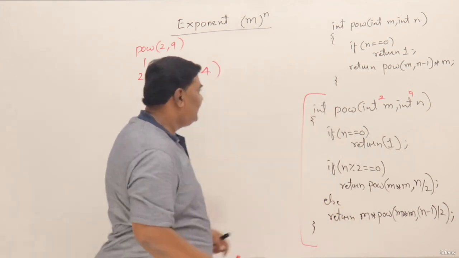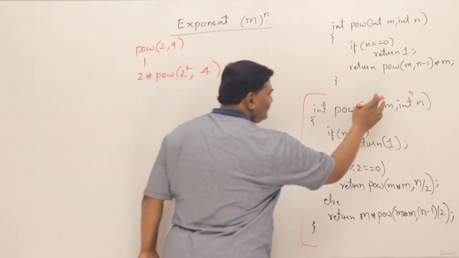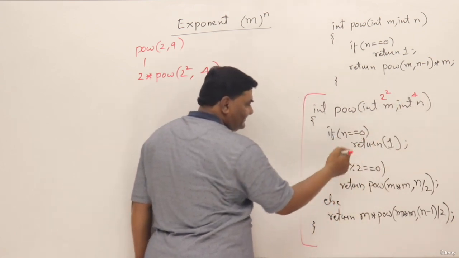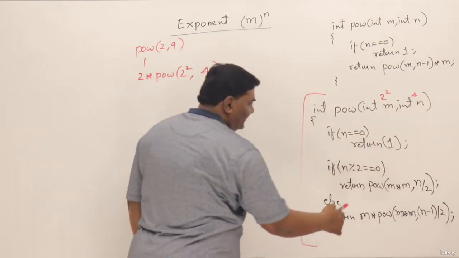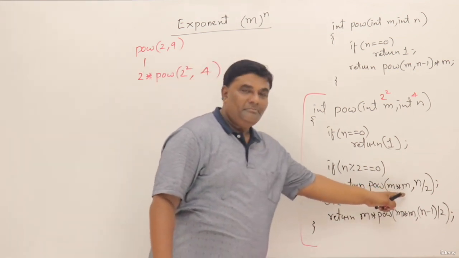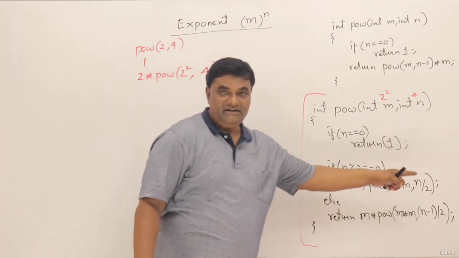Now again a call is made. This time this is 4. That is 2 square, and this is 4. So 4 is not 0. 4 is an even number. For an even number, there is just a call with multiplying m into m and n by 2.